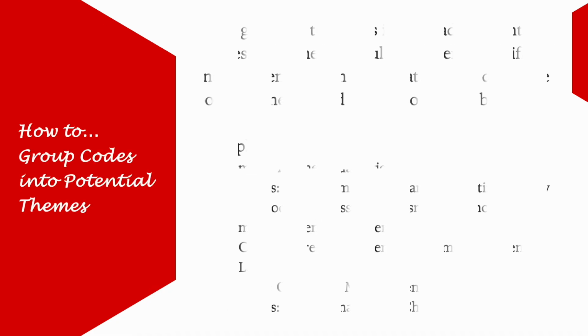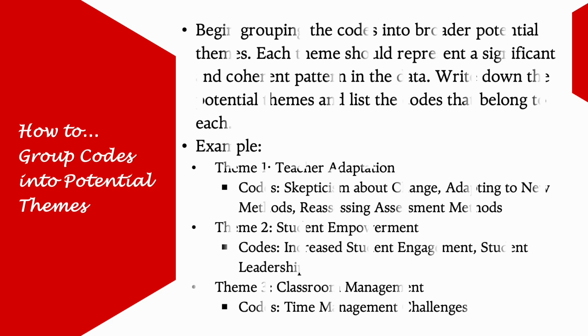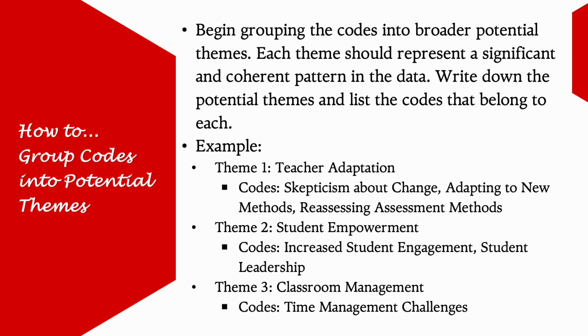Okay, let's look at how to group codes into potential themes. Begin grouping the codes into broader potential themes. Each theme should represent a significant and coherent pattern in the data. Write down the potential themes and list the codes that belong to each.